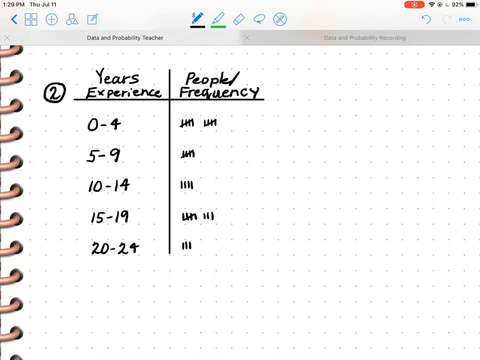Now the question wants to know the number who had less than 15 years. So I'm going to draw another line right here at 15. I want to count those who have less than 15. So we're looking at these above the line, less than 15 years. So all we have to do is count those tick marks. You have 5, 10, 15, 16, 17, 18, 19. So there are 19 people who have less than 15 years experience.